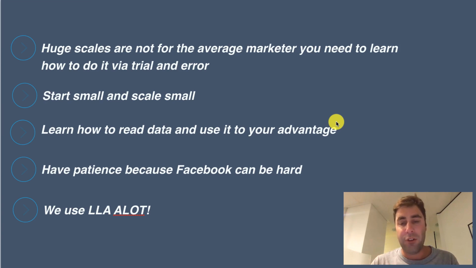Learn how to read data and use it to your advantage. Once you learn how to read data and use it to your advantage, then jump in and start doing manual bids and upscaling fast and upscaling hard. Because a lot of people, I've said it before so many times, jump in at $100 a day on manual bids and they're getting lots of sales, they're going to go 200, 300, 400, and they're going to just start to fail, because that's not how Facebook works. You can't just jump in and do big increments like that.